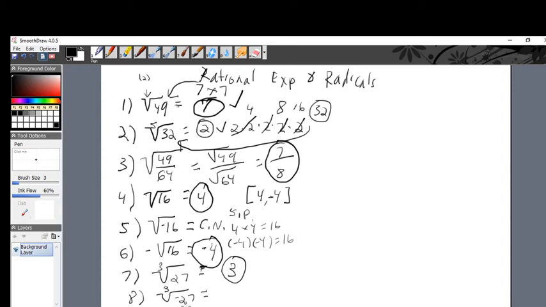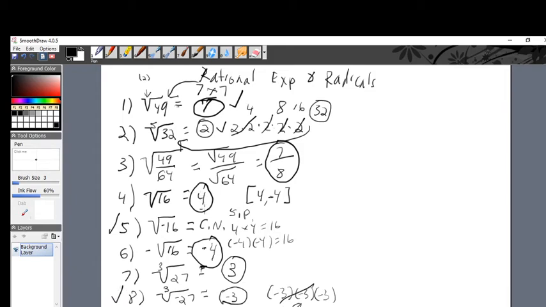Now, cube root of -27. There's a negative inside. Does that mean we can't answer the question? No. Let me explain. The answer is -3. Let me prove it to you. -3 times -3 times -3. -3 times -3 is 9, and 9 times -3 is -27. It works. So what's the difference between 5 and 8?